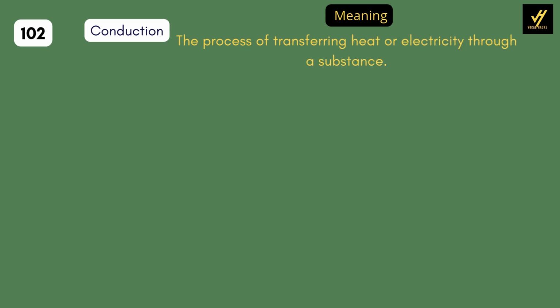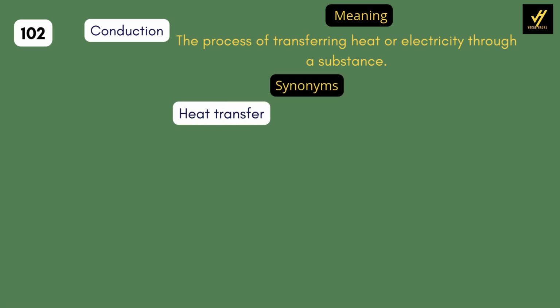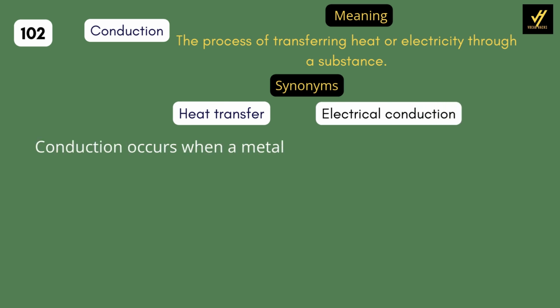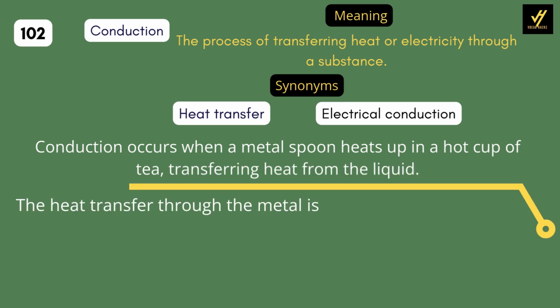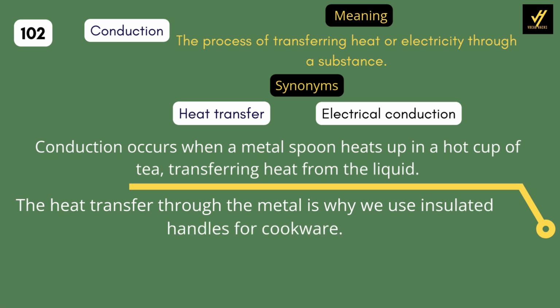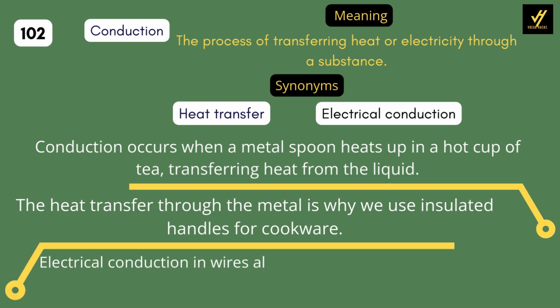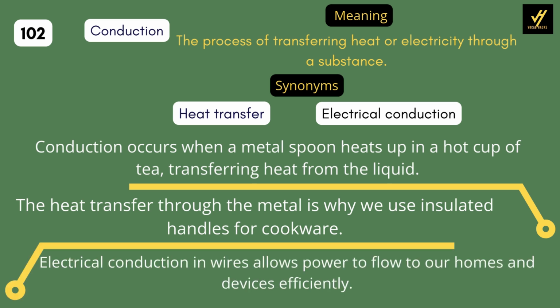Conduction, the process of transferring heat or electricity through a substance. Heat transfer, electrical conduction. Conduction occurs when a metal spoon heats up in a hot cup of tea, transferring heat from the liquid. The heat transfer through the metal is why we use insulated handles for cookware. Electrical conduction in wires allows power to flow to our homes and devices efficiently.